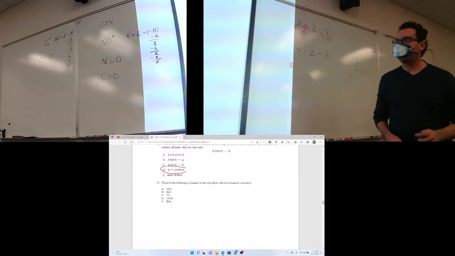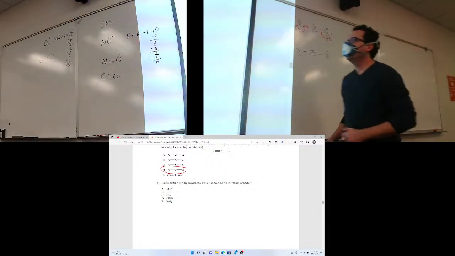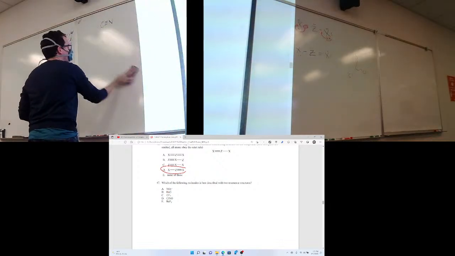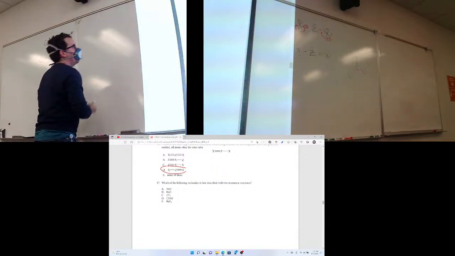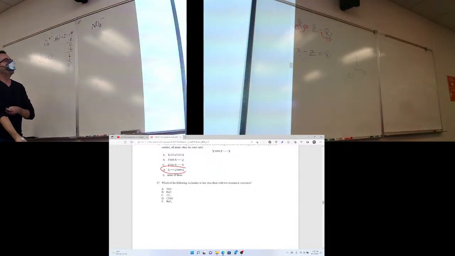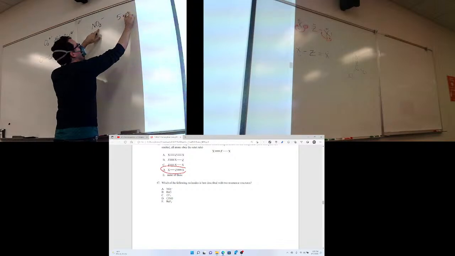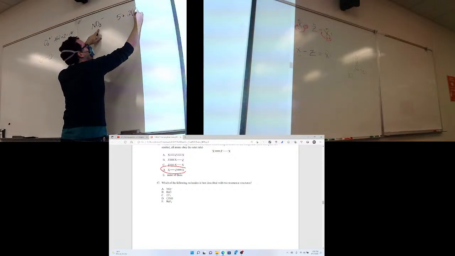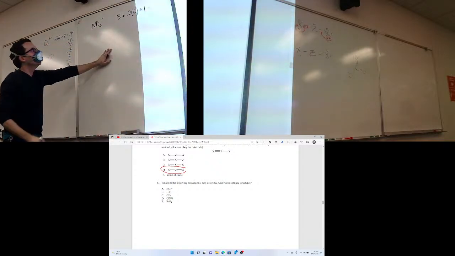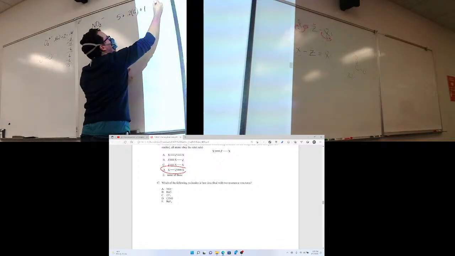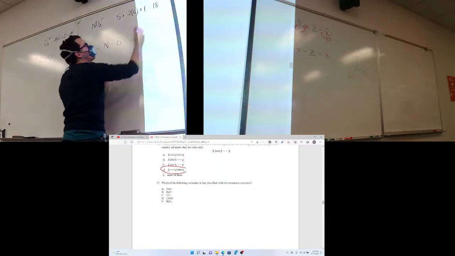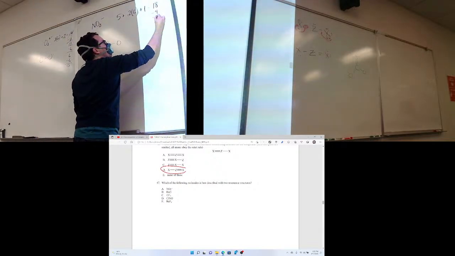Which of the following is best described with 2 resonance structures? This is another one where you have to kind of go through each one to figure it out, unless you recognize it. But let's start with the top, NO2 minus, nitrite ion. Nitrogen has 5 valence electrons. 2 oxygens, and there are 6 valence electrons each, plus an extra electron from the minus charge. That's 18 electrons. When I do the structure, I'll start off with 2 bonds. That's 4 electrons in those bonds.